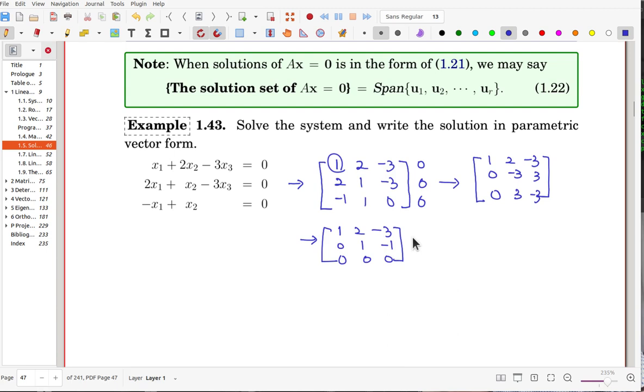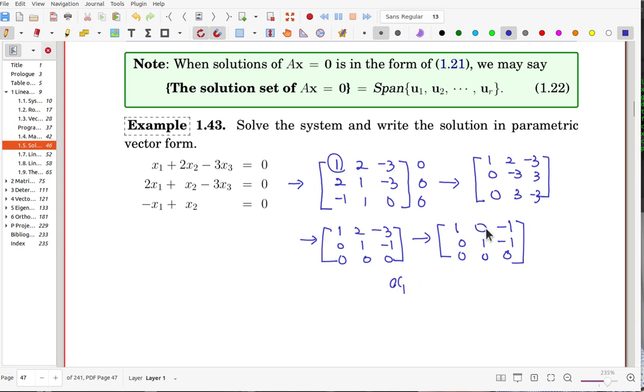Now, to reach the reduced echelon form, we have to eliminate this one. Twice subtraction will make it 0. This one will become 0. So 1, 0, and twice subtraction, 2 is added, so it's minus 1. And 0, 1, minus 1, and 0, 0, 0. So from the first row, there's x1.